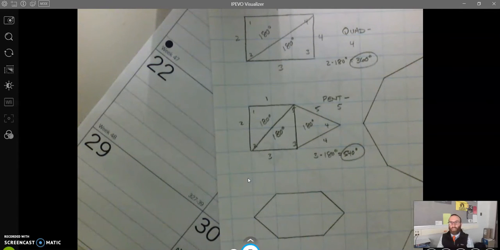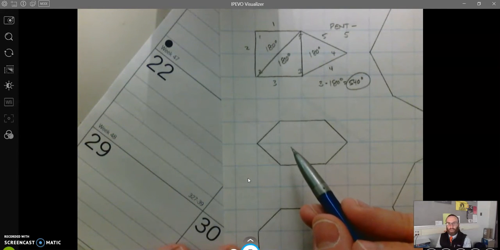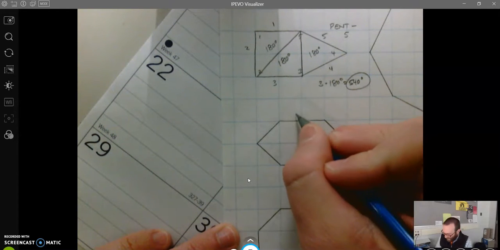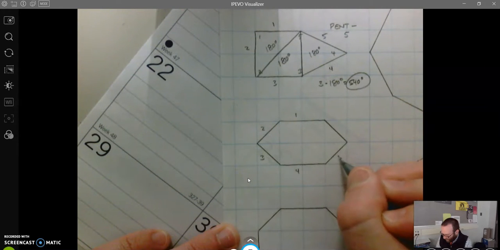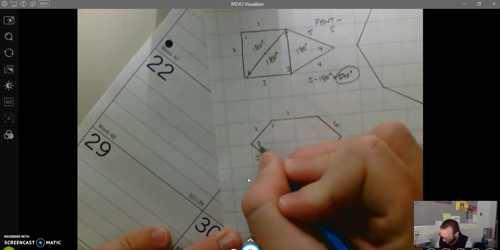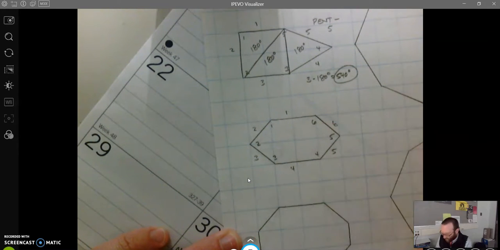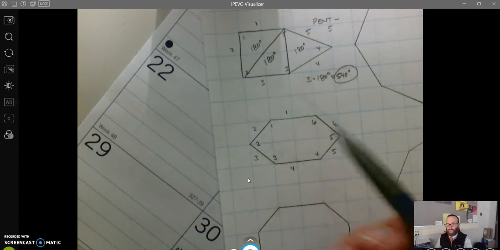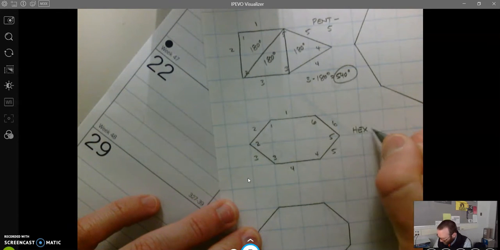What you're going to be asked to do now in your Nearpod is make some predictions. What do you think is going to happen when I get here with 6? Take a moment, make that guess, and then we'll go through. At 1, 2, 3, 4, 5, 6 sides. 1, 2, 3, 4, 5, 6 angles. Notice the angles getting a little bit bigger to make it all fit. And this is called a hexagon.